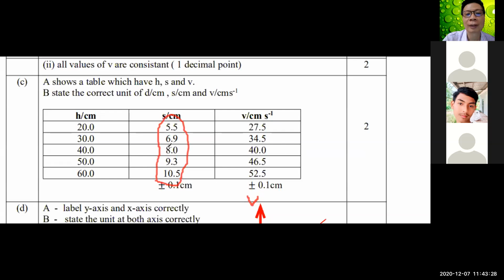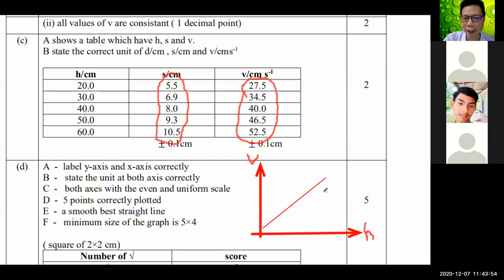Understand? The same thing goes for the velocity. When you calculate, you take this one divided by 0.2, you get this. This one divided by 0.2, you get this, and so on. Okay? So that table, the whole thing, is 5 marks. And later, when you plot the graph, you should get a graph like that.